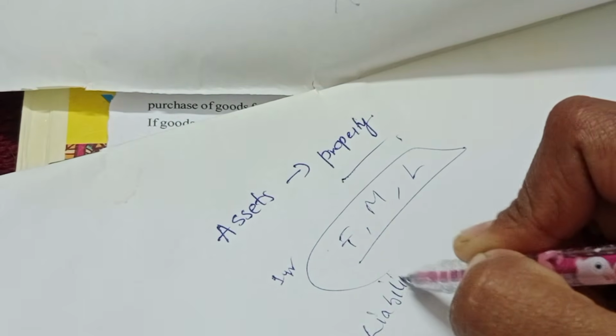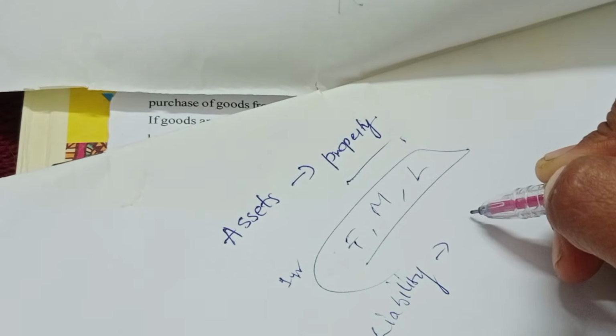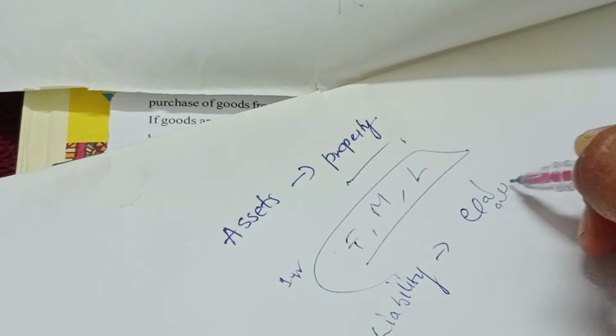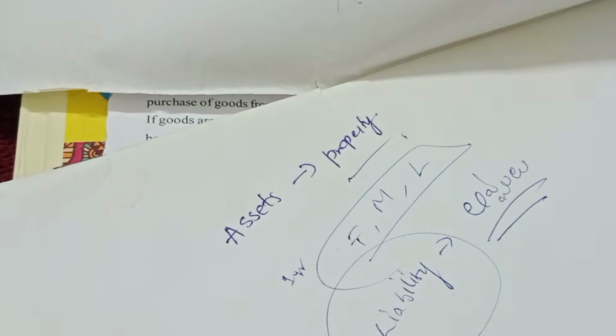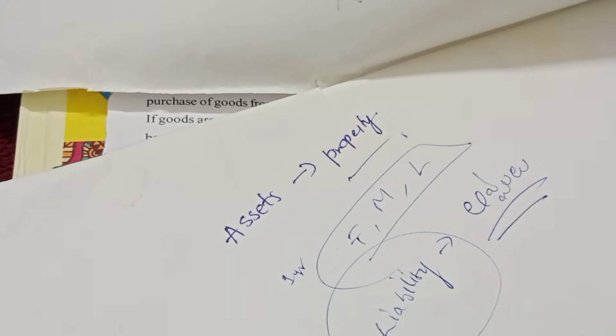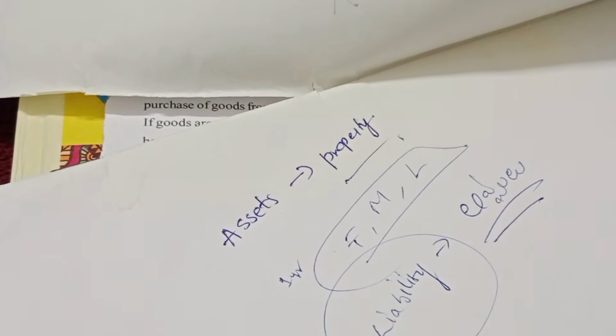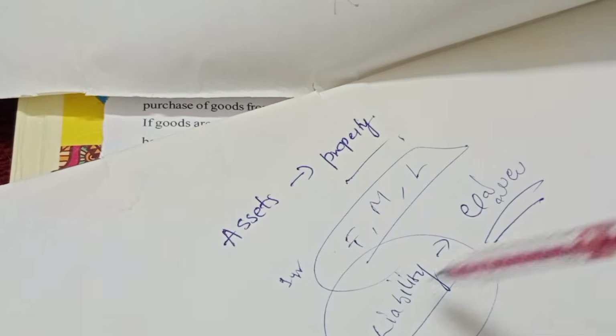Liabilities, what is meant by liability? It is something we need to pay in future. We have taken a loan, we need to repay that loan amount in future, not now, in future. That is called a liability.